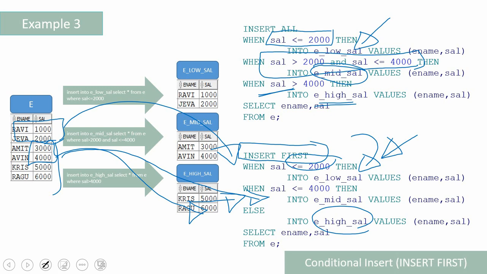So the slight difference between the insert all and insert first is that when we are using the insert all, whenever the record matches any of the conditions, that particular record will get inserted into the table. So it doesn't matter whether it gets matched in one when condition or multiple when conditions. Whereas in case of insert first, a record gets matched in the first matching when condition, then it will get inserted as part of that clause and it will get excluded from the subsequent clauses. Let us see an example for this.